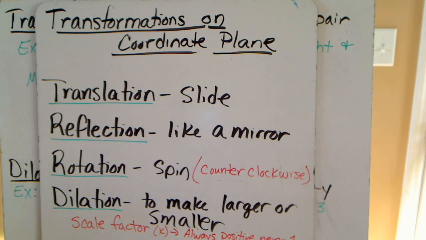Transformations on the coordinate plane. There are four types of transformations that the section is going to cover. Translation is one of them. That's the slide. Reflection, think of that as like a mirror, see your reflection.